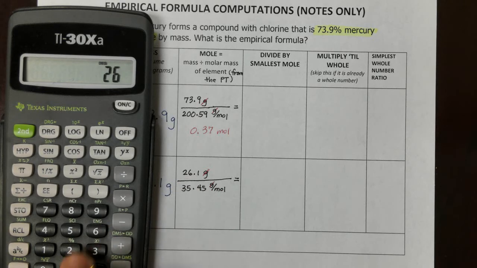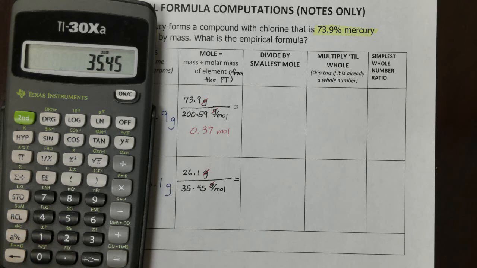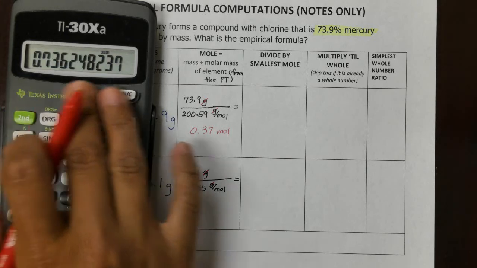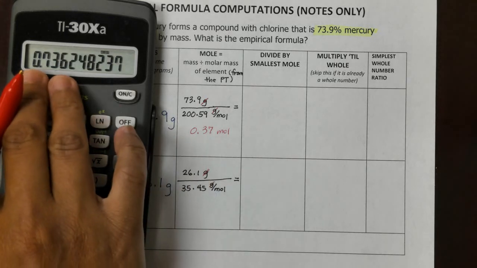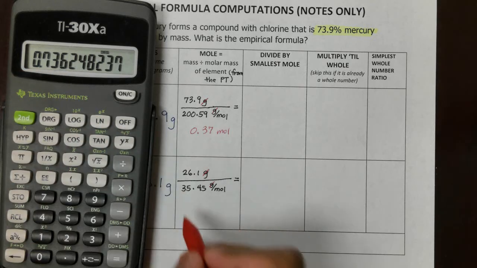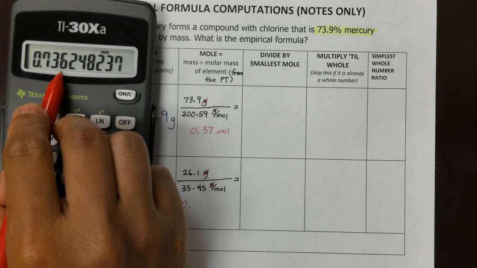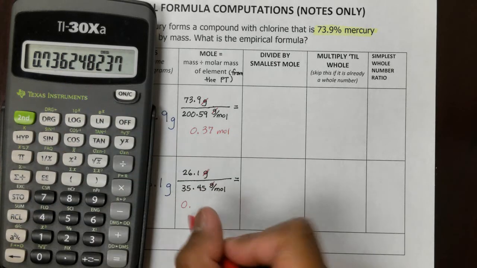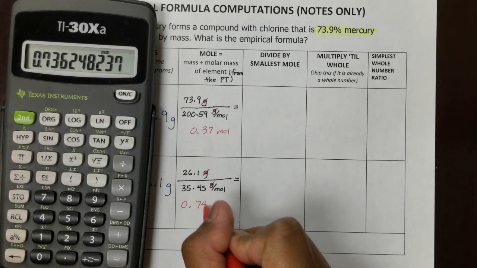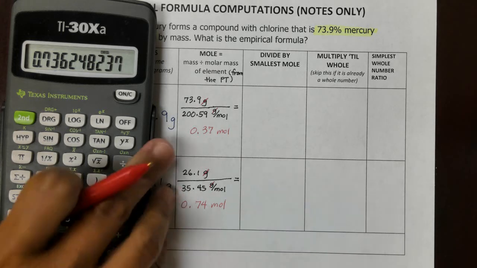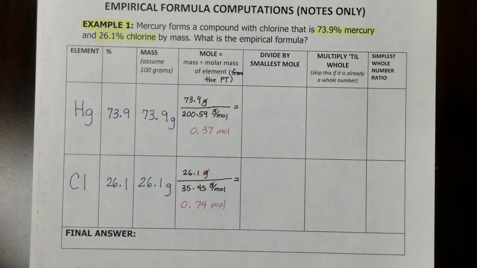And we will do the same for the second one. Second one is 26.1 divided by 35.45. So that's a lot of numbers as well. We're going to pick the first two decimal places. So that's 0.7, and the 3 is followed by a 6. So therefore the 3 becomes a 4. So that's 0.74 mole. And now we're good with getting the moles. Do we have any questions? If you have, please ask.